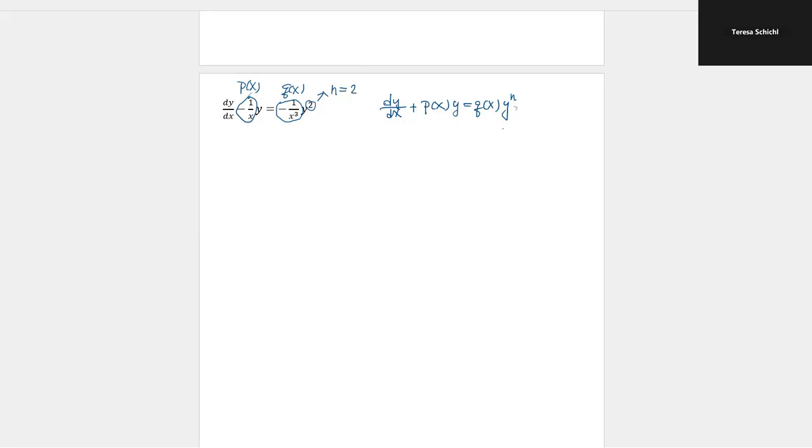Now remember, when we're solving the Bernoulli equation, the key trick is we define the variable v equal to y to the 1 minus n. For our problem here, n is equal to 2, so 1 minus 2 is equal to negative 1. So v equals y to the negative 1.